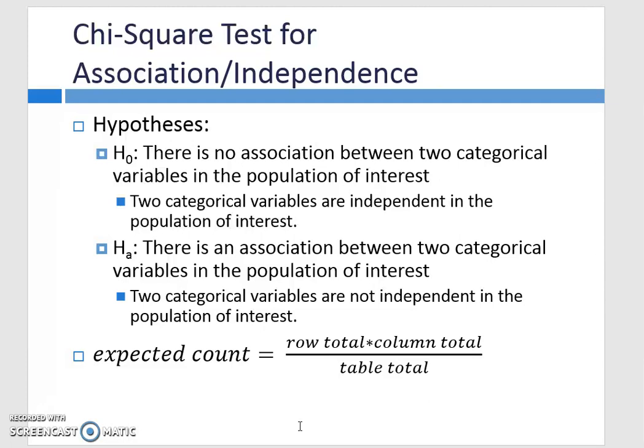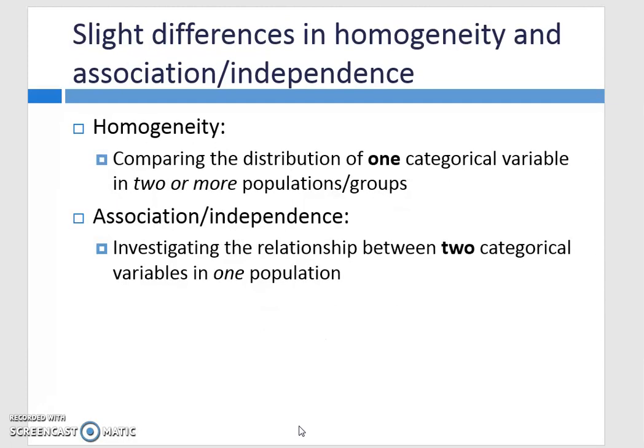The way you calculate your expected counts is the exact same way as you do for homogeneity. So when you're doing the do part for this, you can still use that chi-square test in your calculator. The only difference is your hypotheses and therefore your conclusions. So if you're wondering how the heck am I going to determine the difference between these two? They seem really similar. They do seem really similar, right?